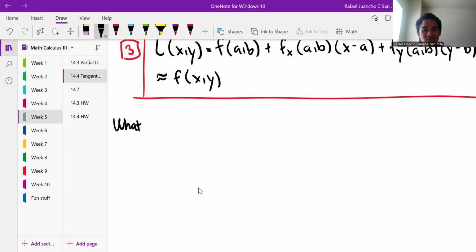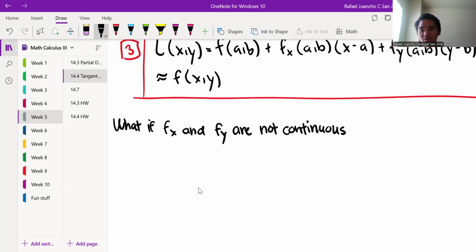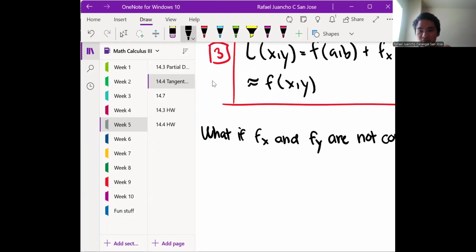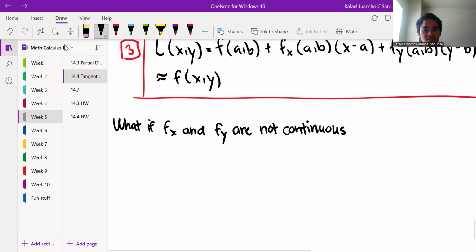Will we still be able to define tangent planes? Will we still be able to make linear approximations or linearizations in that sense? Well, we're going to find out. We're going to see if we can still do it.